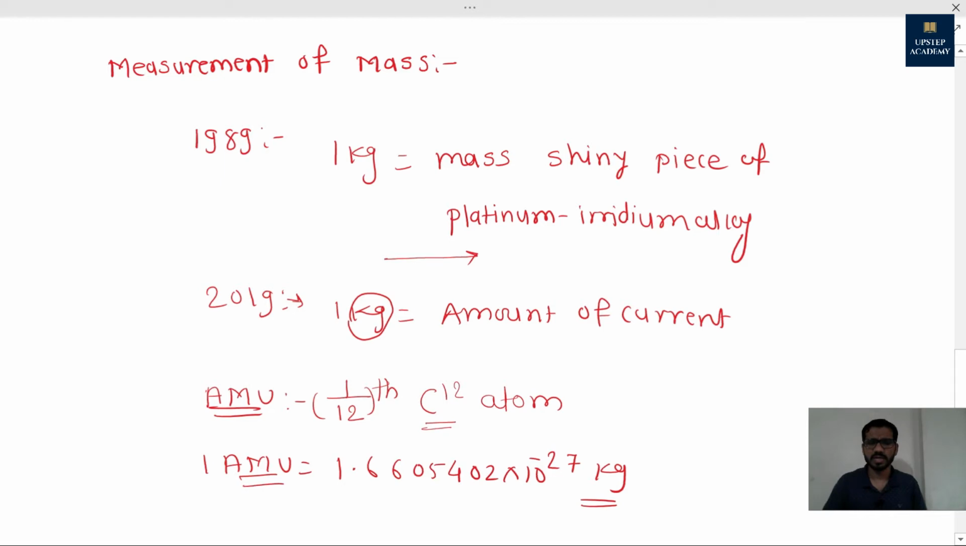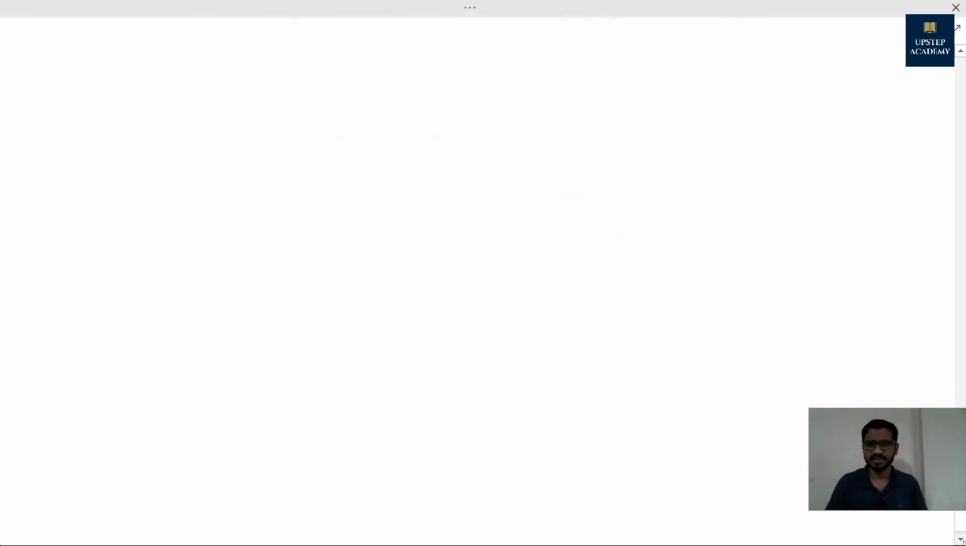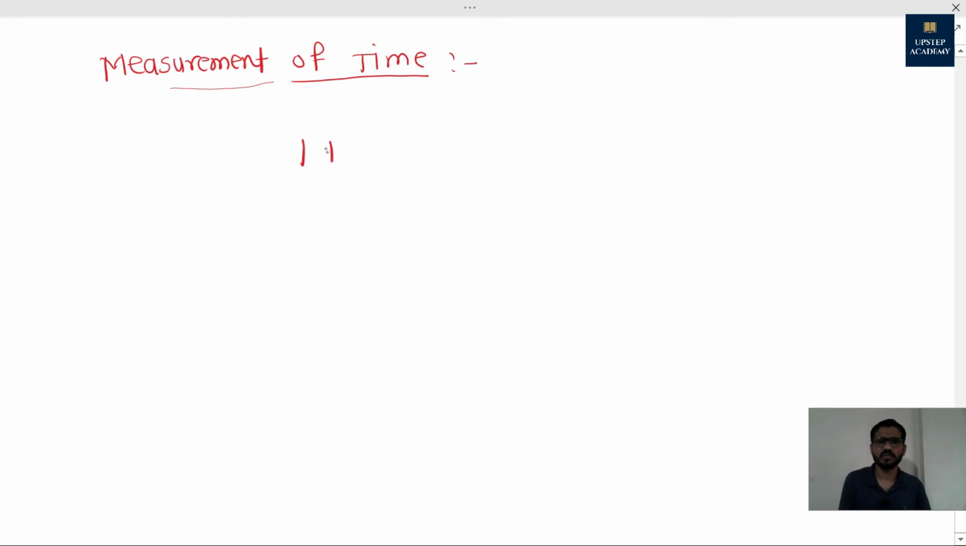So that's about measurement of mass. Let's move forward to our next concept: measurement of time. Now all of us know the duration of one day. 24 hours is the duration of one day, and in 1 hour there are 60 minutes and in 1 minute there are 60 seconds. So what is the measure of one day?